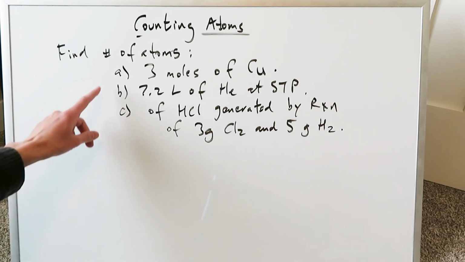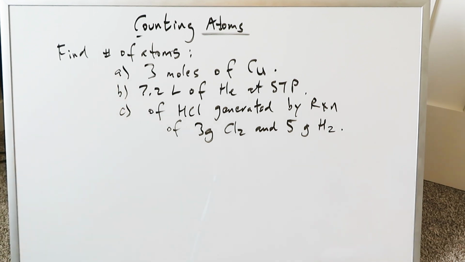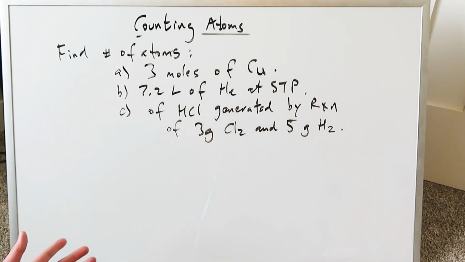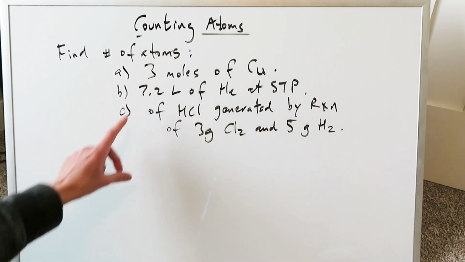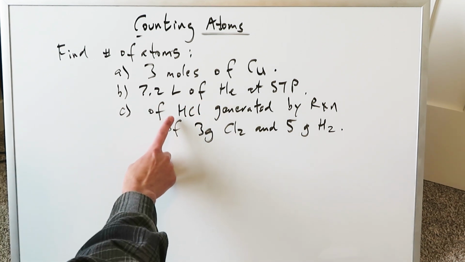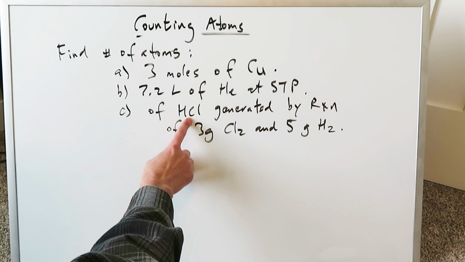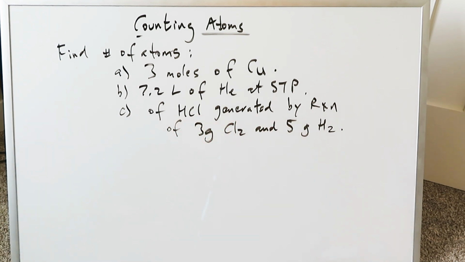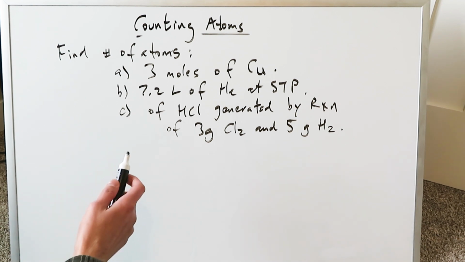Counting atoms is the name of this particular video. We have to find the number of atoms in each of these three specific instances. Question number 1, 3 moles of copper. How many atoms of copper are there in 3 moles of it? 7.2 liters of helium gas at STP. And lastly, how many atoms of HCl gas would be generated by a reaction of 3 grams chlorine and 5 grams hydrogen? How do you go about doing this?